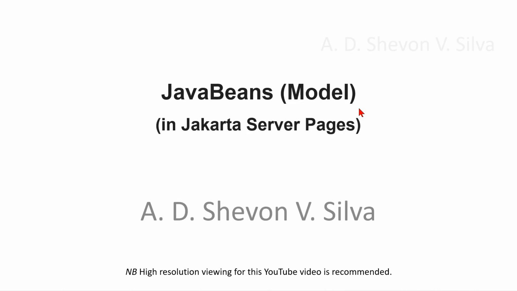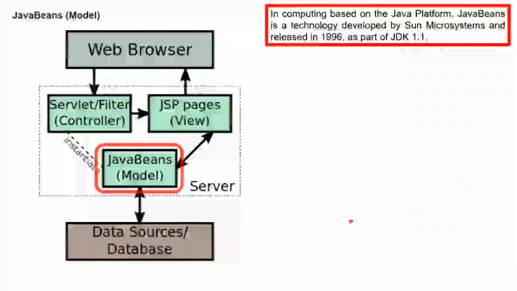JavaBeans model in Jakarta Server Pages. Now we are focusing on the JavaBeans model in computing. In computing based on the Java platform, JavaBeans is a technology developed by Sun Microsystems and released in 1996 as part of JDK 1.1.